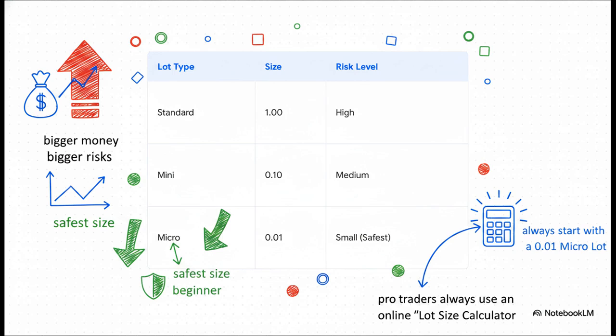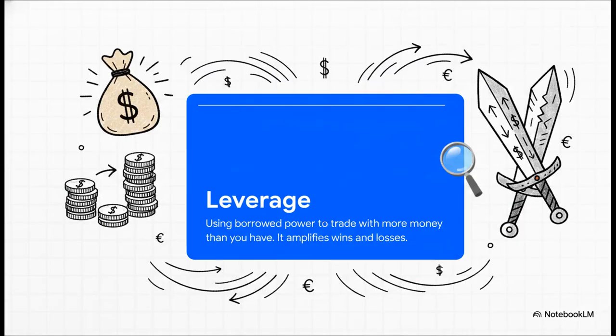Actually, pro traders always use an online lot size calculator just to make absolutely sure they're picking the safest size for their account. And that leads us right into leverage. Think of leverage as a trading superpower that lets you play with way more money than you actually have. So a leverage of 1 to 100? That means if you only have $10, you can trade as if you have $1,000.